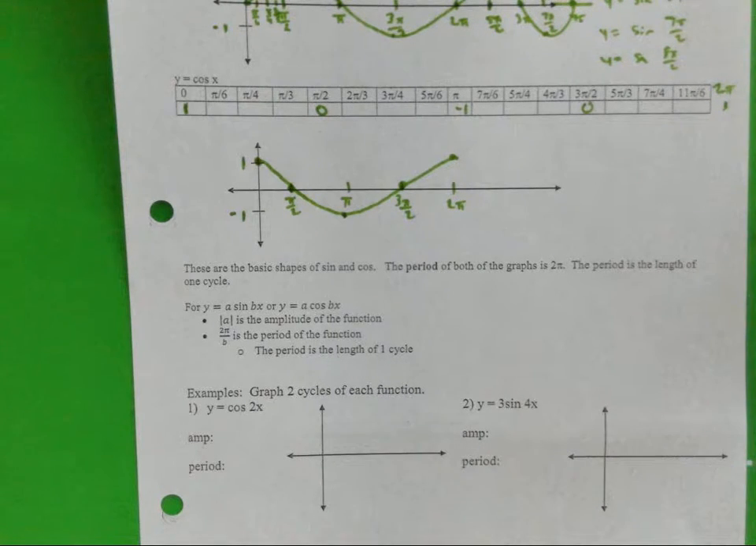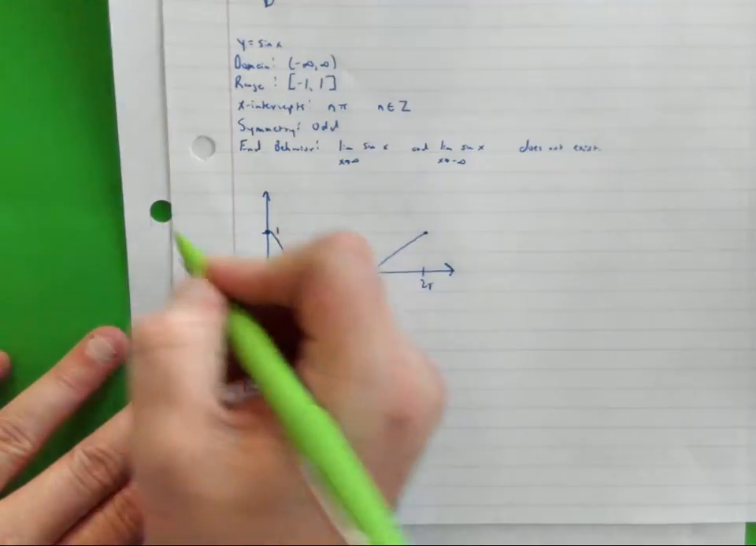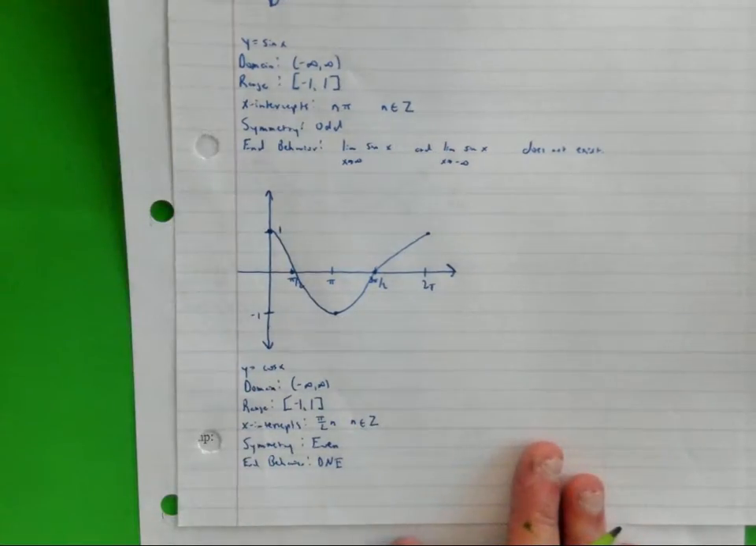What is your domain, guys? All real numbers, because this thing keeps going this way as well. Okay? What's your range? Negative 1 to 1 with what around it? Brackets. Very good. Does it have end behavior? No, it does not exist, just like sine, because of the oscillations occurring, it's bouncing. What type of symmetry does this have? Even. It will be even, because if it keeps going, it's going to fold over the y-axis. So it is symmetry of even.